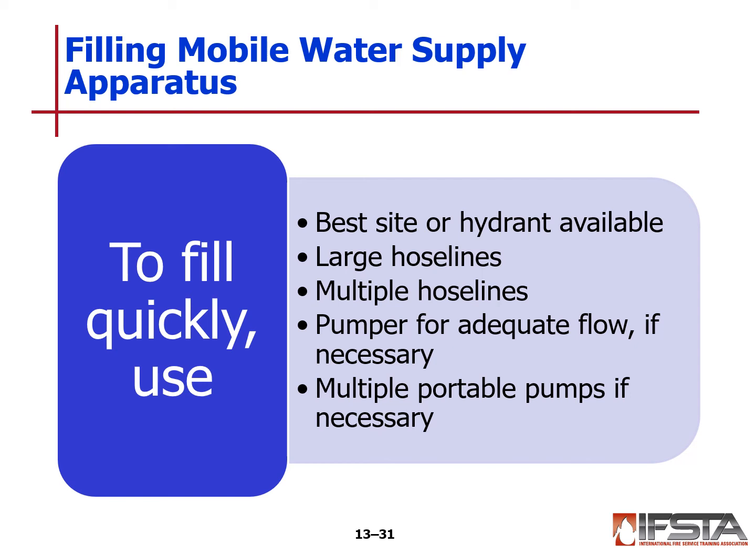Filling up our mobile water supply apparatus. To fill quickly, use the best site or the best hydrant available that's closest to the site. We want to use large hose lines. You can also use multiple hose lines to speed this up. Use the pumper for adequate flow if necessary, and multiple portable pumps if necessary.